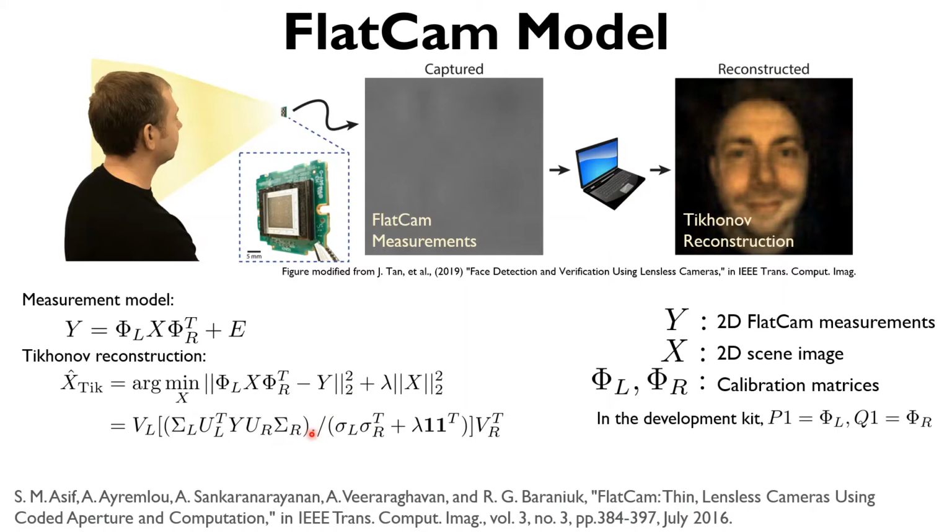The solution is given by the following formula. Here, U sigma V is the singular value decomposition of phi, and lambda is a regularization parameter. This model and the algorithm are described in detail in the paper below by Asif and others. For color images, you would apply this formula to each color channel separately and then merge them together in the end.